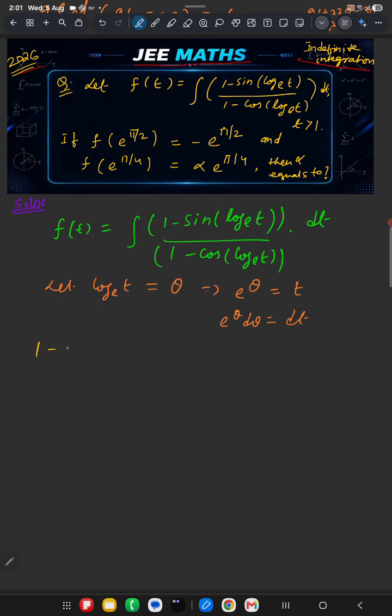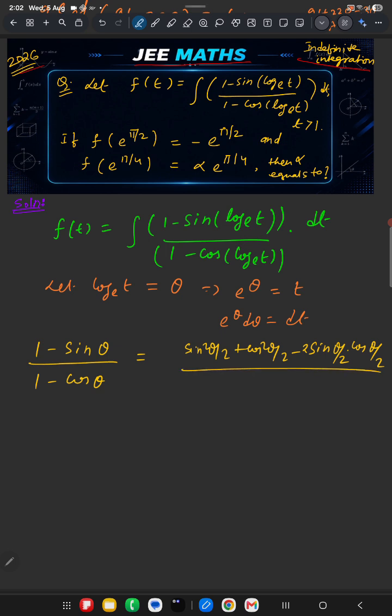you have 1 minus sine of log base e t, meaning theta, and 1 minus cos theta, isn't it? Agreed. This will give you, if you break it like this, sine square theta by 2 plus cos square theta by 2 minus 2 sine theta by 2 into cos theta by 2. One is sine square theta by 2 plus cos square theta by 2, and sine theta is 2 sine theta by 2 into cos theta by 2. Trigonometric identity, here 1 minus cos theta is 2 sine square theta by 2.